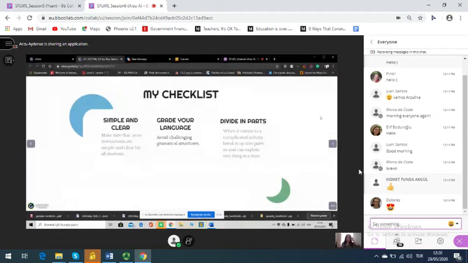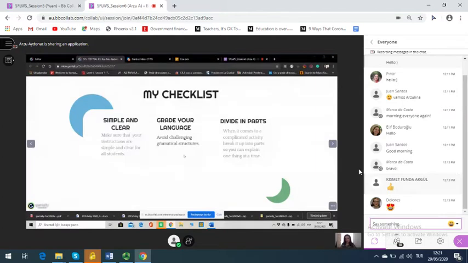And grade your language. This is because we should avoid challenging grammatical structures. This means just saying por favor in Spanish, you can be polite. There's no need to make long sentences they can't understand. If we say, could you please go to page 40? Instead, you can just say, página 40, page 40, please. So grade your language, it's important.